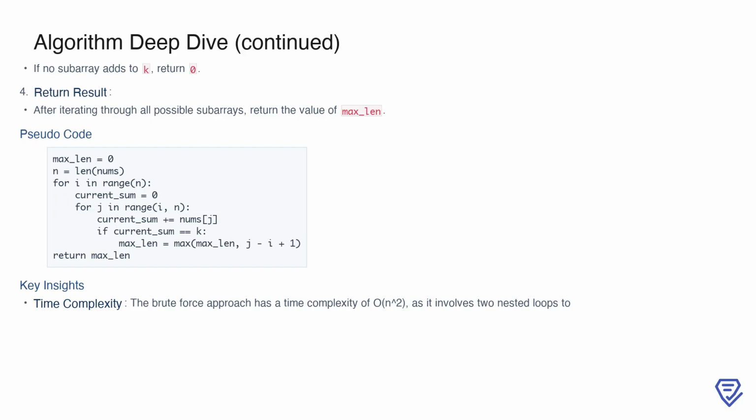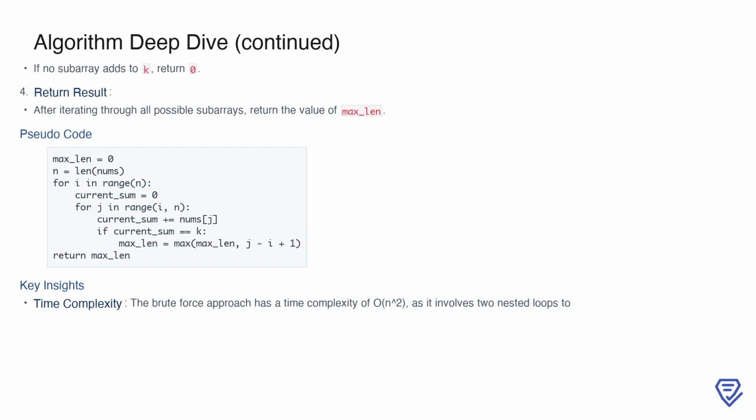Here's a pseudocode representation of this brute force approach. We initialize variables max_len to 0 and calculate the length of the array, n. Using two nested loops, we iterate over all possible subarray starting and ending indices. For each subarray, we calculate the cumulative sum and check if it equals k. If it does, we update max_len to store the maximum length found so far. Finally, the algorithm returns max_len after completing all iterations.